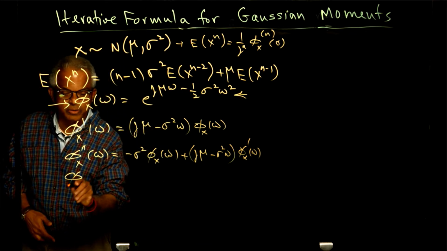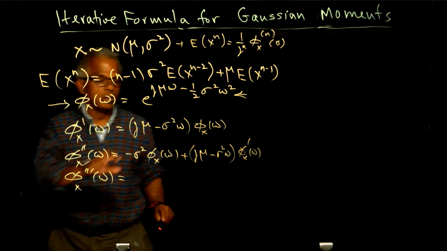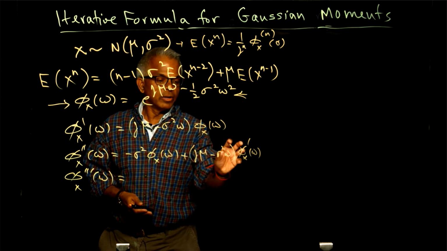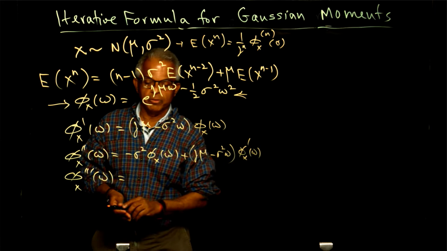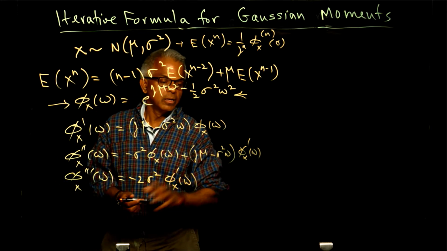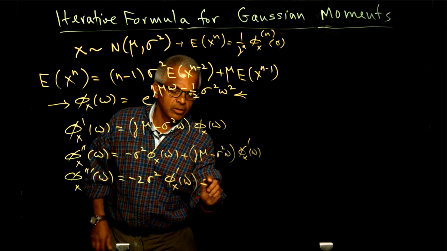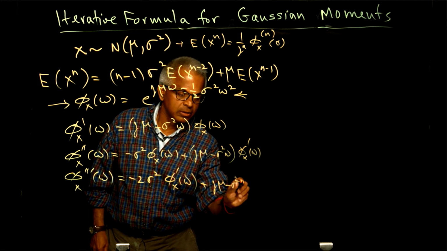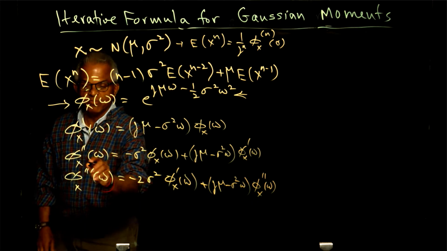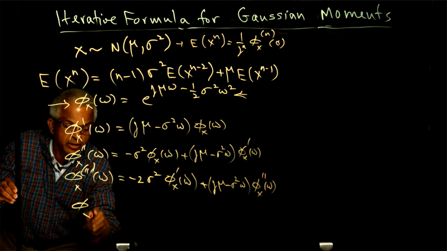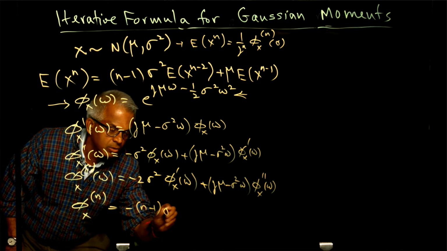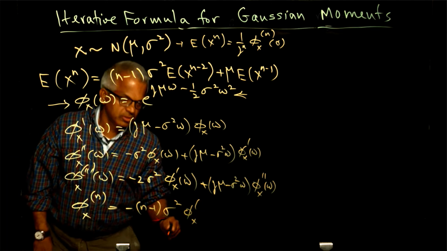Let me do the third derivative. It is going to be the derivative of this, which is minus sigma squared phi prime. And when I do the derivative of this part, I also see a minus sigma squared phi prime. So this is minus 2 sigma squared phi x prime of omega. I already did the derivative of this, so then it's just this part multiplied by the derivative of the last term, which is going to be the second derivative now. So we can see how this is developing. If I make a leap of faith and jump in, you can see that it is of this form. Let me write it down, then we'll see whether this is true or not.